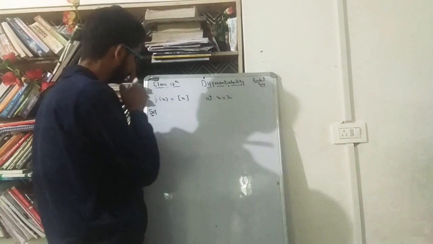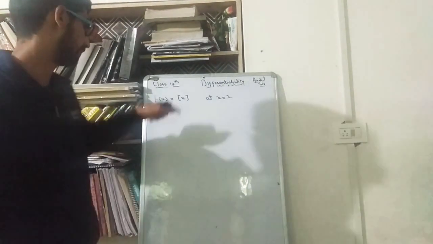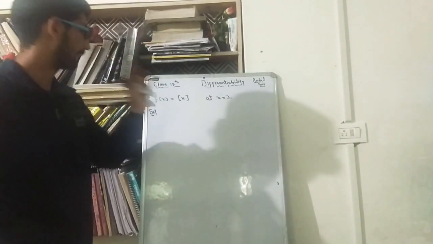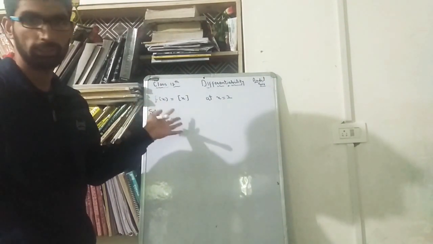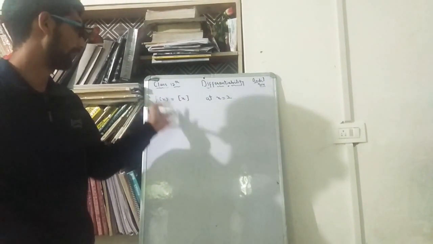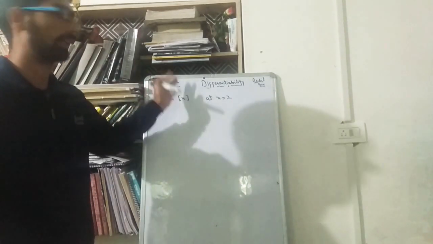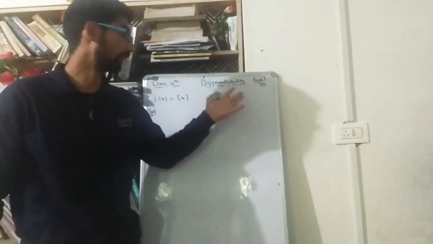You also have to check whether this function is continuous at x is equal to 2 or not. I can check differentiability by finding the left hand derivative and the right hand derivative. If they are not equal, then I can say the limit does not exist. But we know by the theorem that if the function is not continuous, then the function is also not differentiable.